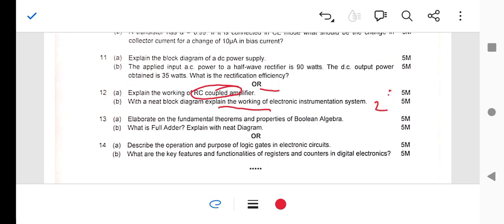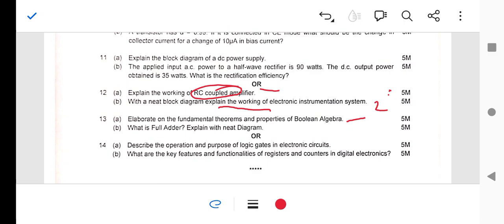Elaborate on fundamental theorems and properties of Boolean algebra. Boolean algebra theorems, A dot A, so many formulas are there. Those formulas you explain. Commutative law: A plus B plus C equals A plus B plus C. So many formulas are there in Boolean algebra, those we have to remember. What is full adder, what is half adder? These questions came for supply exam. Remember, some questions may be linked between the regular and supply question papers. Full adder and half adder diagrams you have to remember.